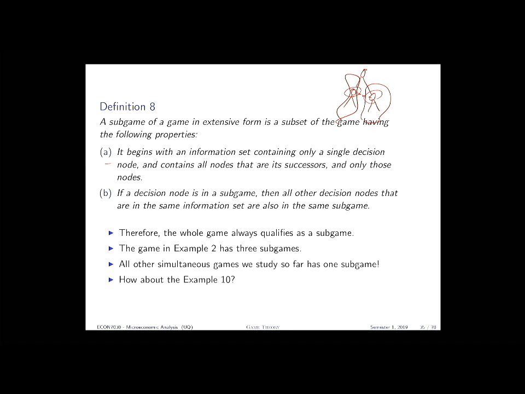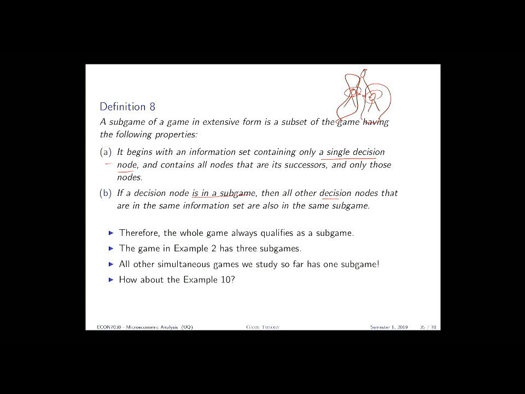Now, if there are multiple decision nodes, it cannot be the case that one of them is in one subgame and the other one is another subgame. This can conclude that those decision nodes that have a dash in between them cannot start a subgame. You need to go one step back to find the subgame for those games.